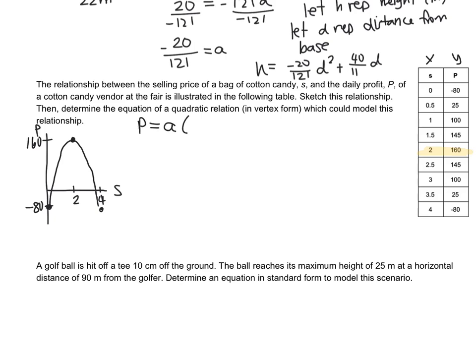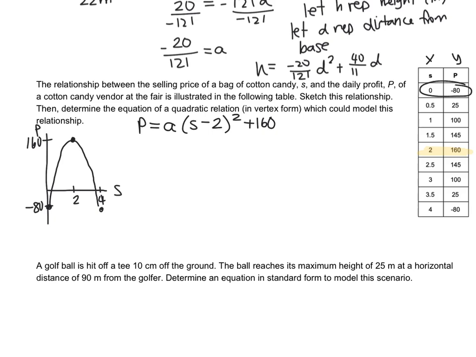I don't know my A value, and then typically we would have X minus the X coordinate of the vertex, but instead of X, I'm going to put the selling price. And our vertex is at 2, so I'm going to write S minus 2 all squared, and the maximum profit is 160. Now, I can use any other point in this table to plug in for S and P to solve for A. So you have lots of freedom here. And it doesn't matter which point you choose because they're all going to give you the same A value.